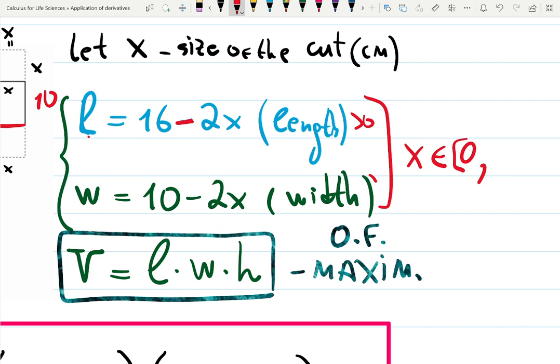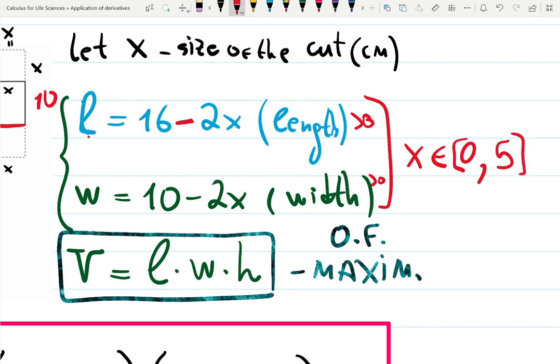This should be positive, and this should be positive. Choose the smallest one and make that positive, because the smallest one should be positive. The smallest one is 10 minus 2x, right? If x is 5, 2 times 5 is 10, 10 minus 10 is 0. So at least x should not exceed 5.